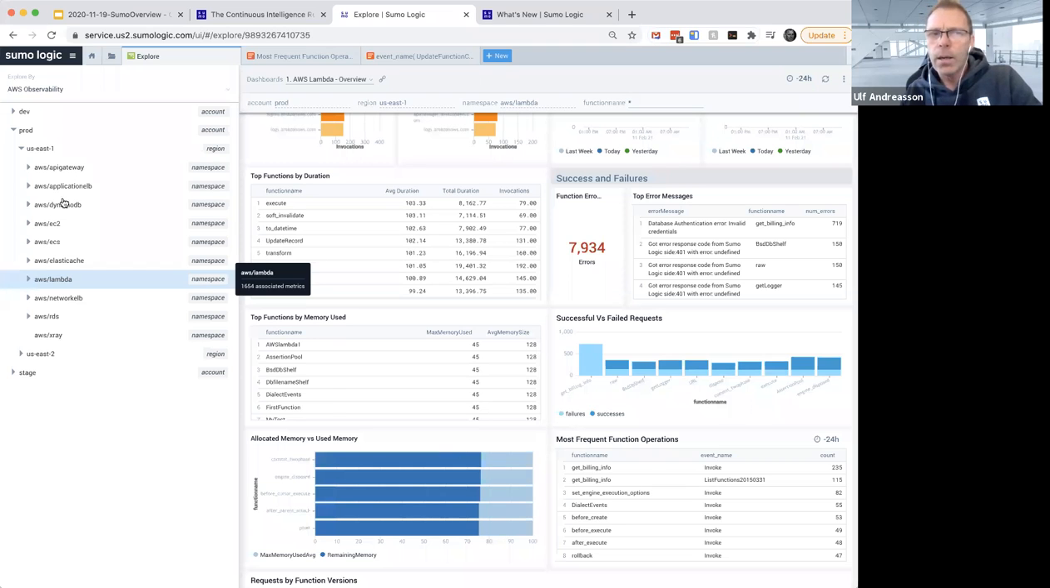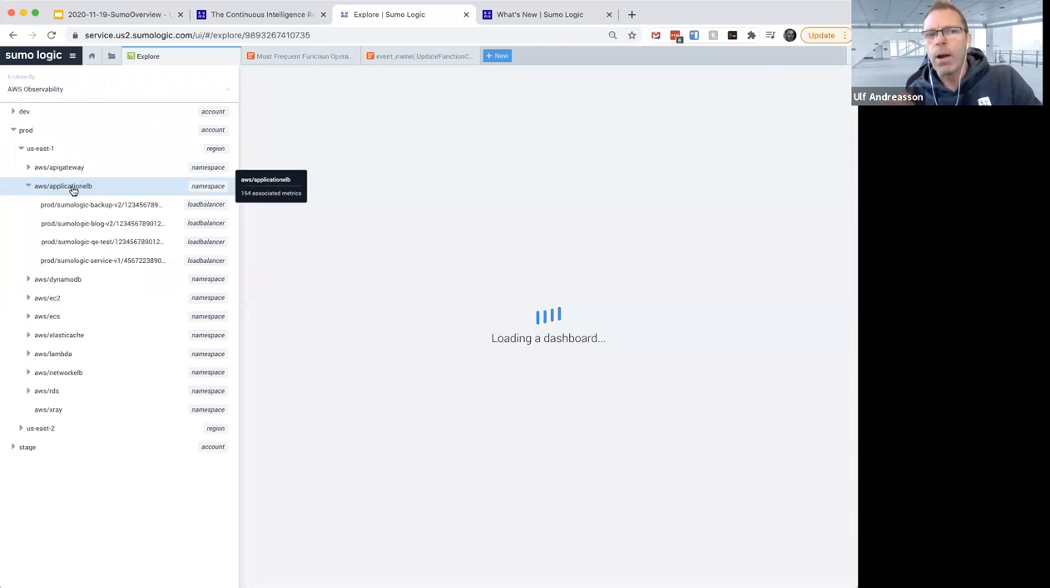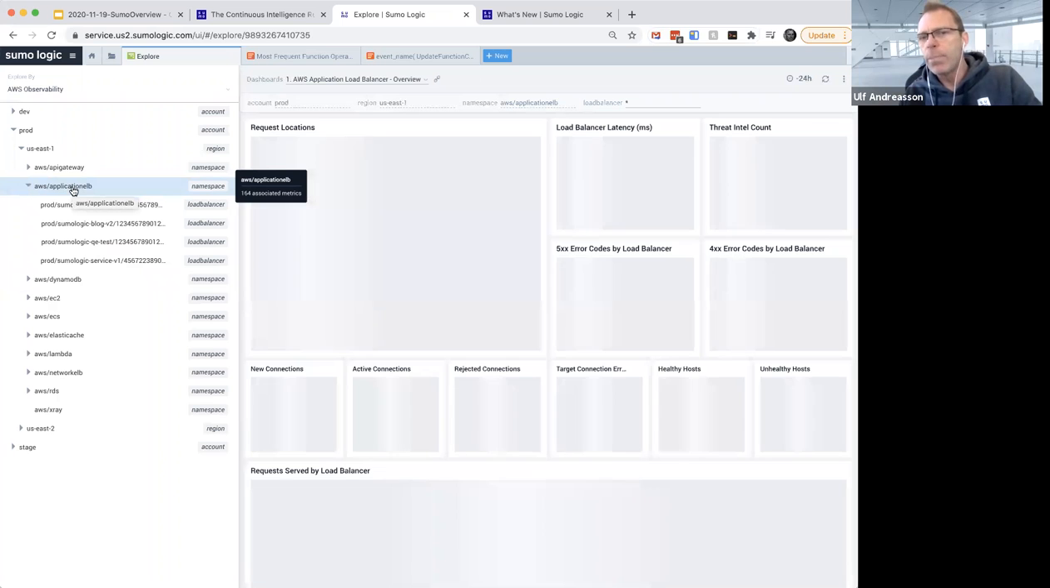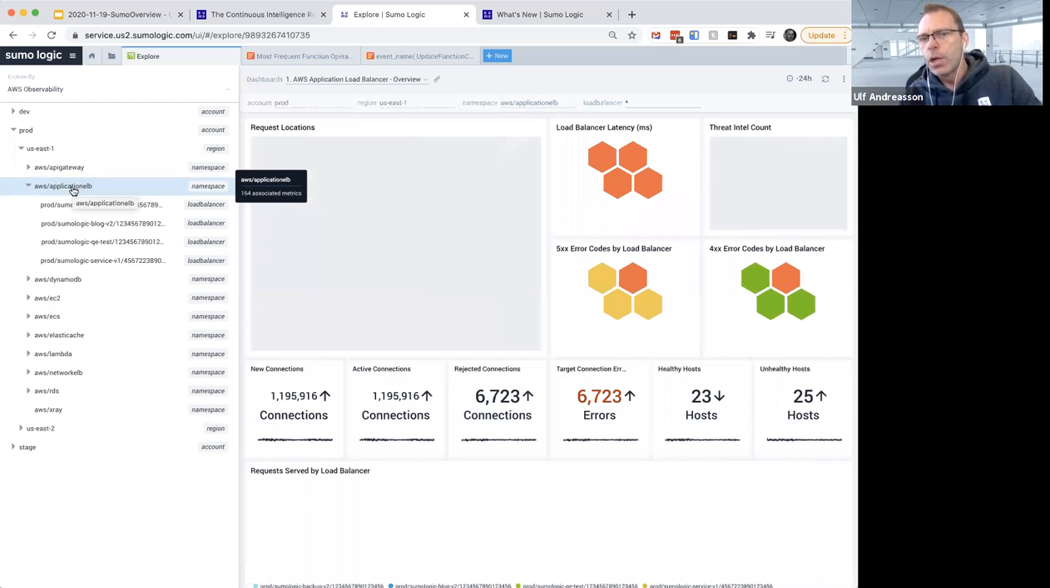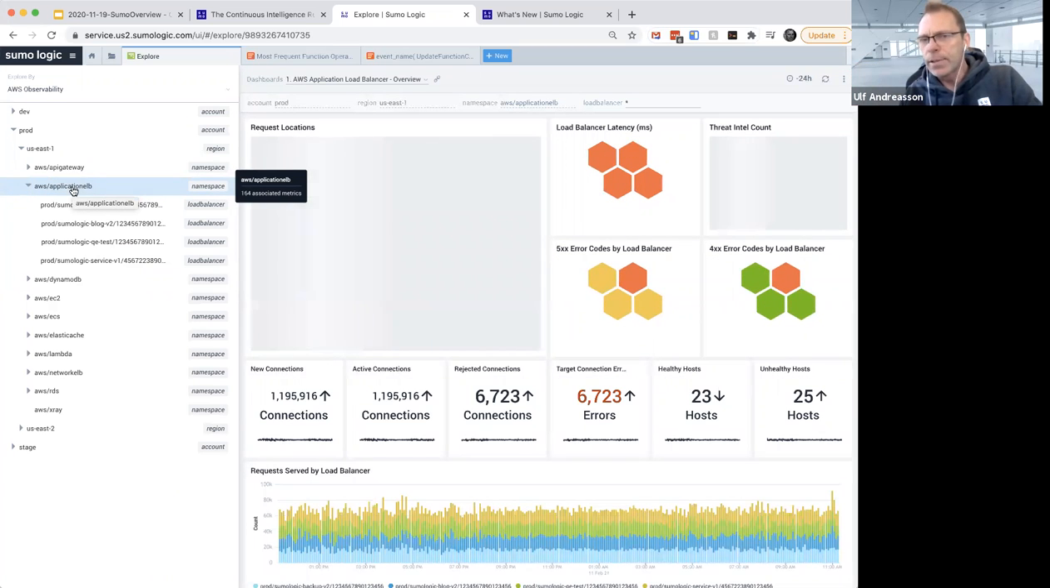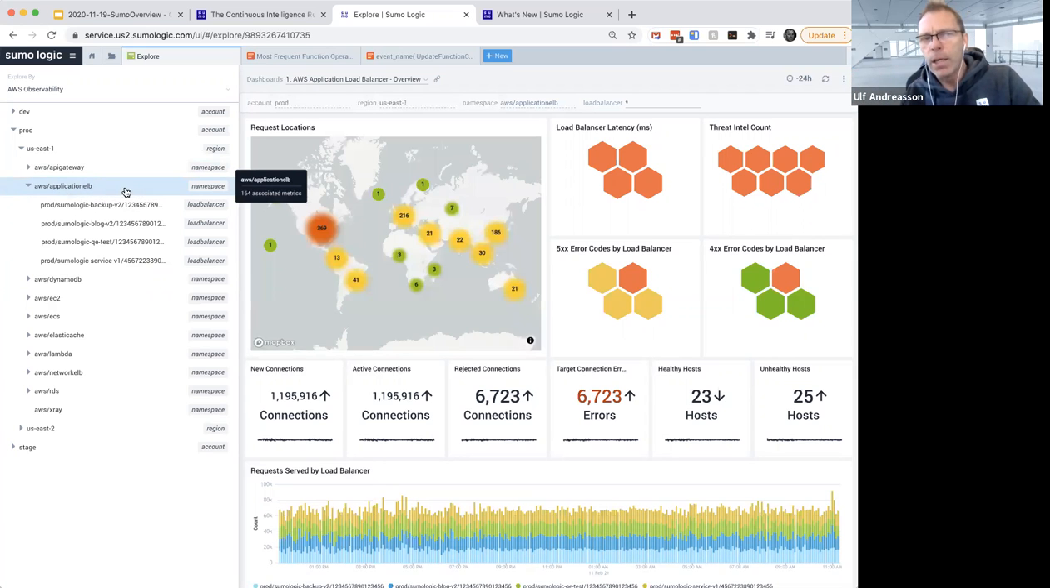Now, as a storyline here, I'm being told that we had some issues after midnight earlier yesterday, right? My applications didn't perform well. And typically what I would do is look at my ELBs or application load balancer to begin with.